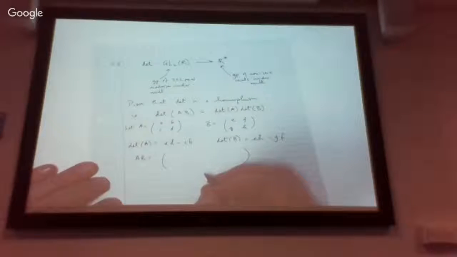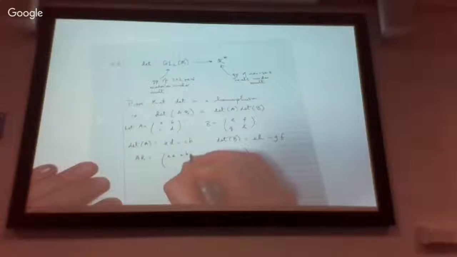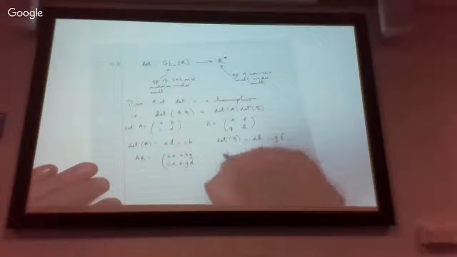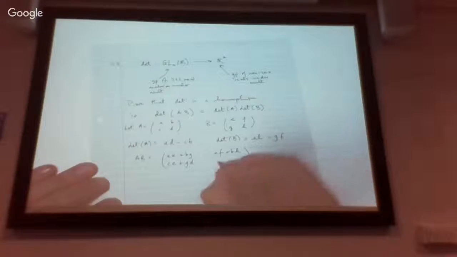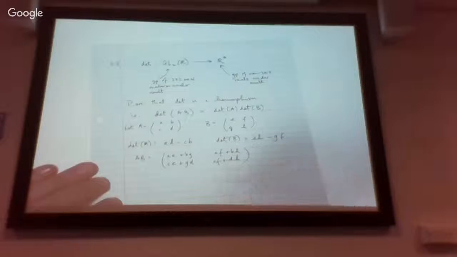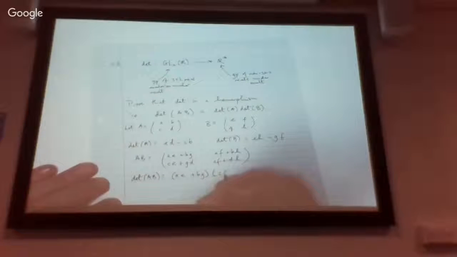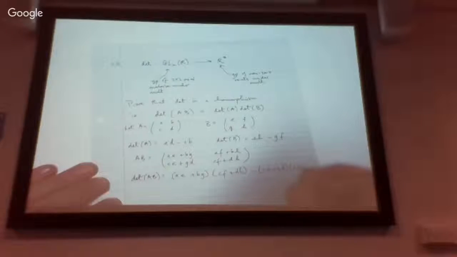And the product matrix AB. Doing that quickly, it's AE plus BG, CE plus GD. Then in the right-hand column, you've got AF plus BH, and then CF plus DH. So the determinant of AB will be AE plus BG times CF plus DH minus CE plus GD times AF plus BH.